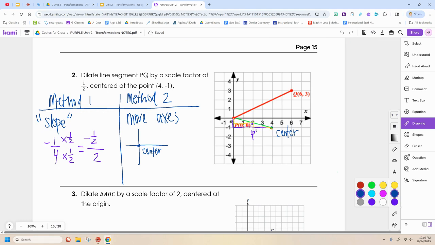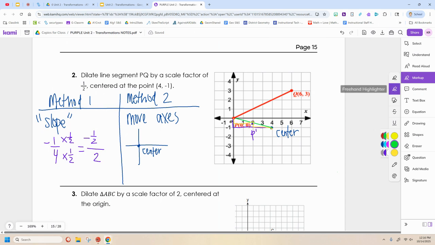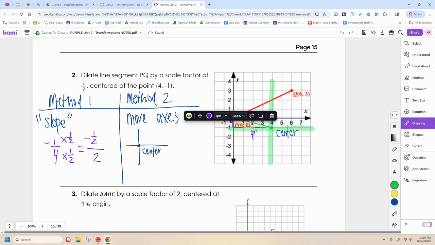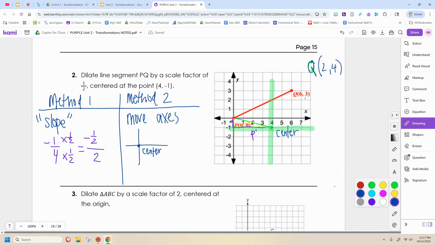So remember, when we moved the axes, we went like this. Maybe I'll do it with a highlighter. We said, hey, I want my axes to now be through here. Remember that? And then what we said is, well, Q is not located at 6, 3, right? Q is located at, from the center, over 2 and up 4.